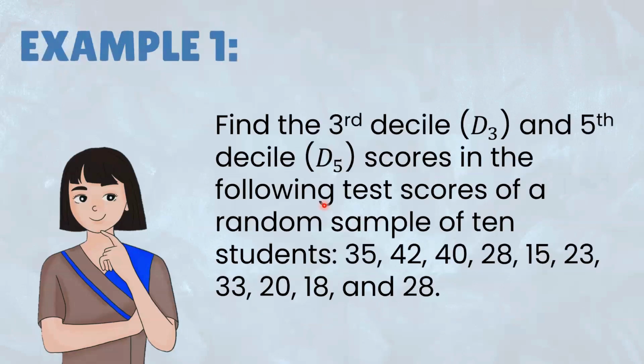All right, let's have an example. Find the third decile and the fifth decile scores in the following test scores of a random sample of 10 students: 35, 42, 40, 28, 15, 23, 33, 20, 18, and 28.